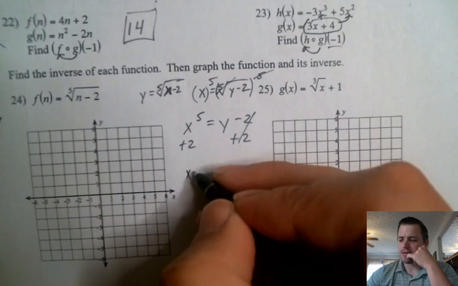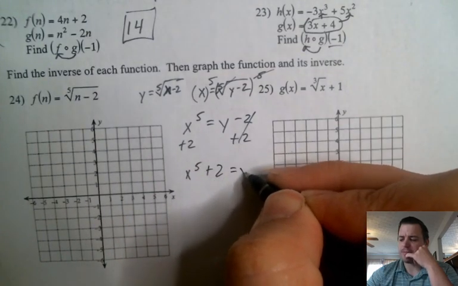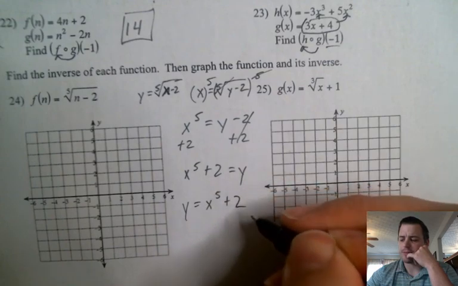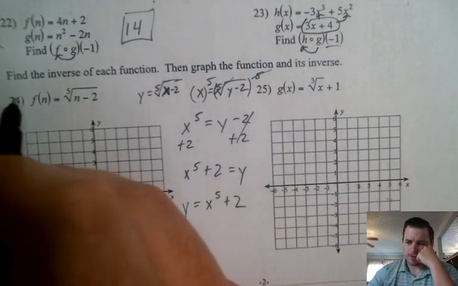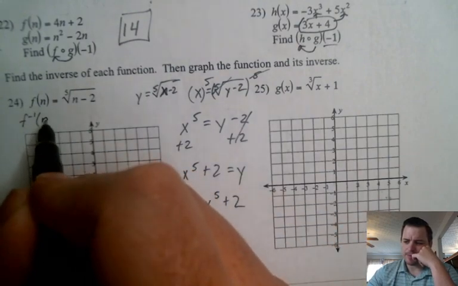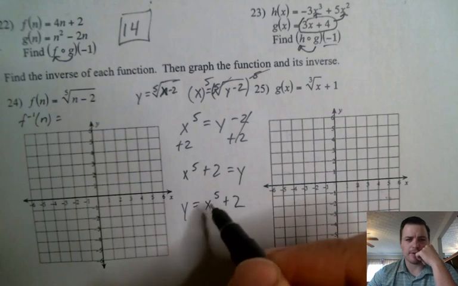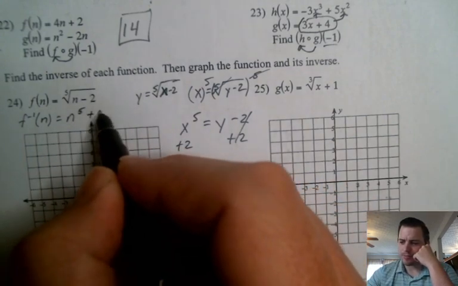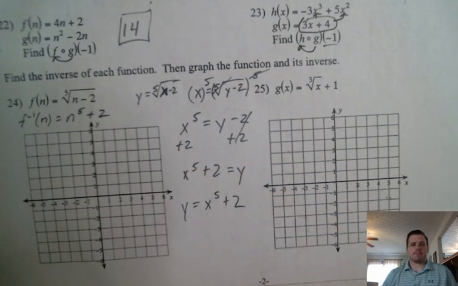We get x to the 5th plus 2 equals y. And I like to write it as y equals x to the 5th plus 2. So then the inverse of f of n is equal to, and I'm just going to write it with an n, n to the 5th plus 2. That's your inverse.